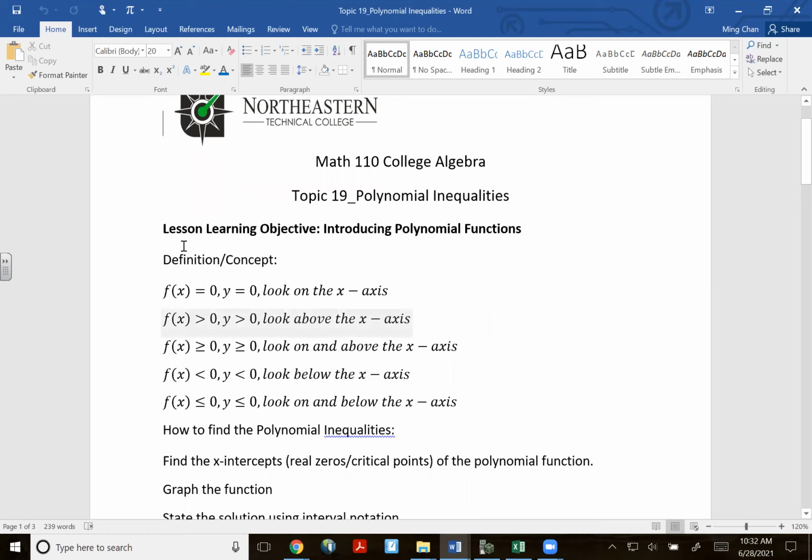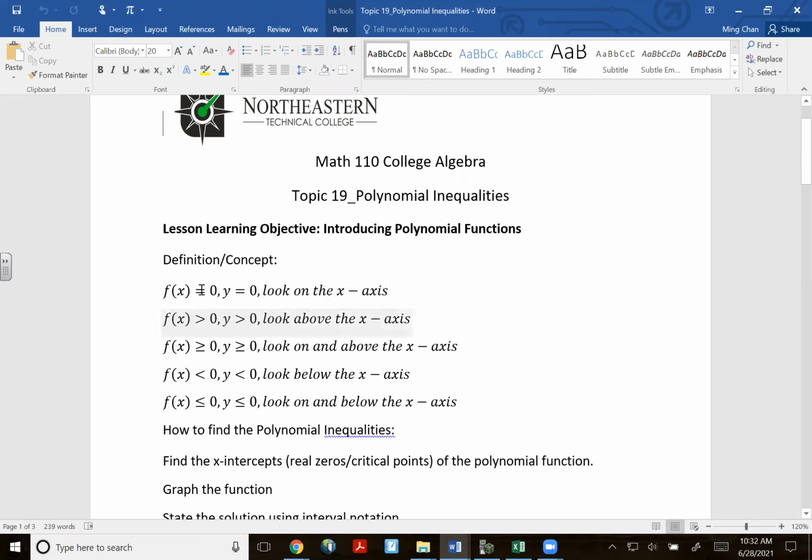So where is the function equal to zero, or where is y equal to zero? That question I asked before is really about here. When y is zero, or where the function is equal to zero, that's referring to what's on the x-axis. So what's on the x-axis when y is zero is the zero of the function. That's also the x-intercept. But here, it also means what's on the x-axis, right?